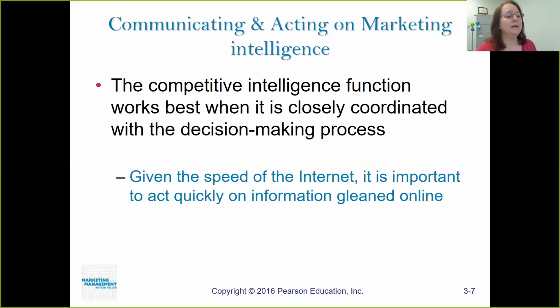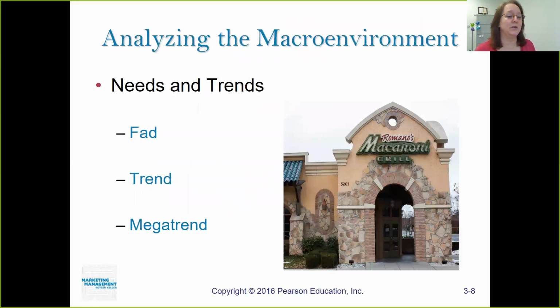So your competitive intelligence function works best when it is closely coordinated with decision making. So to collect marketing intelligence in a void is wasteful and very expensive. But if you have the decision-making support system there saying, we need data on this, we need to know what this is, could you collect on this and report back to us, then you've got a coordinated effort that is going to be useful long-term.